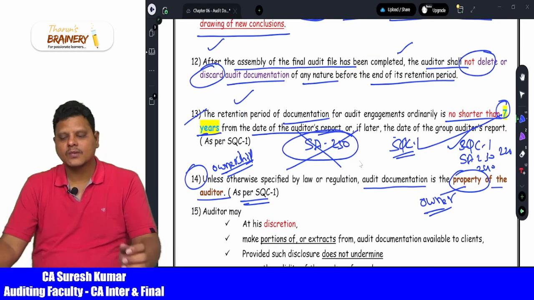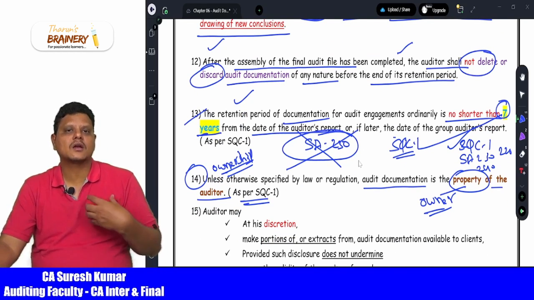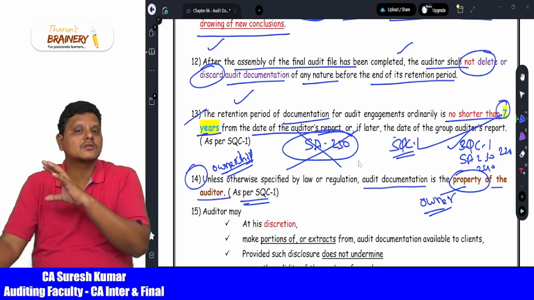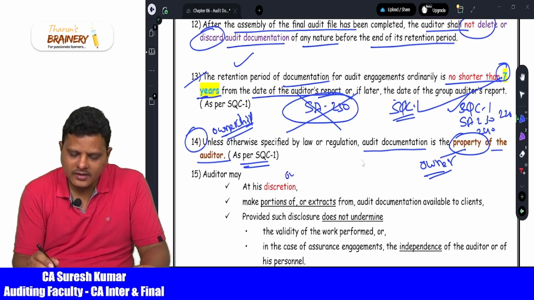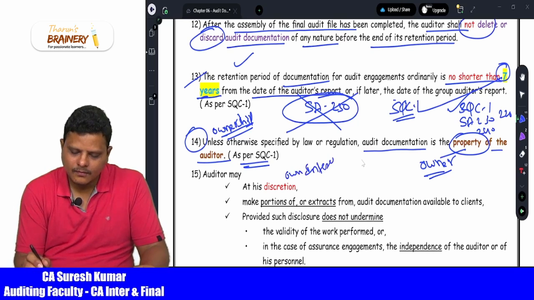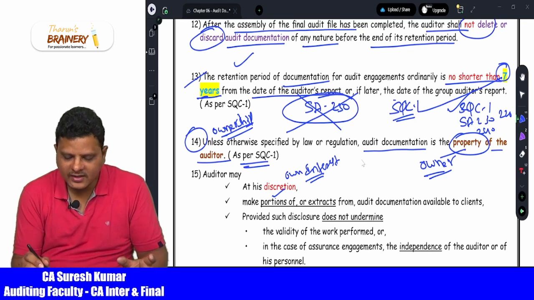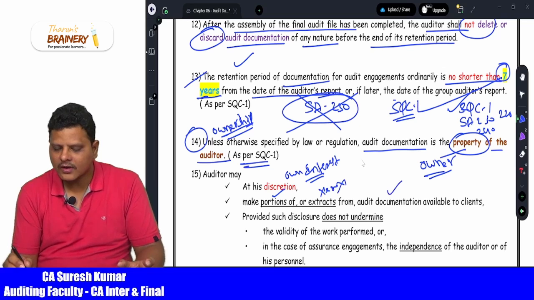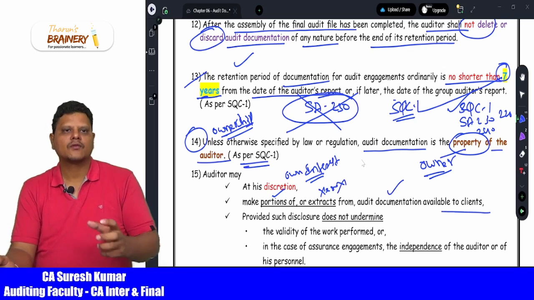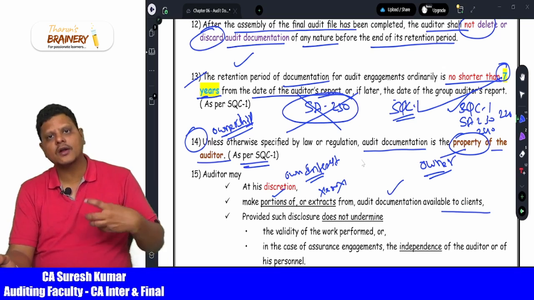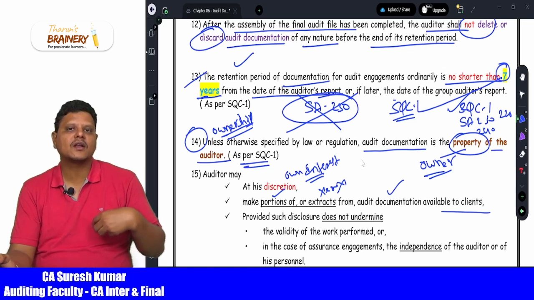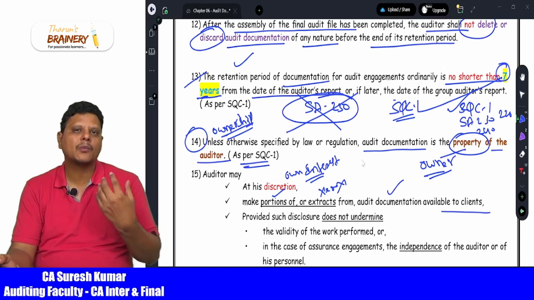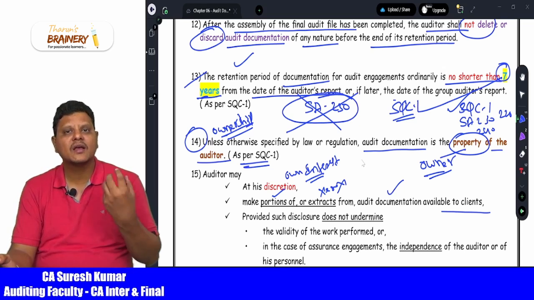Even though the auditor is the owner of this documentation, the auditor may, it is not mandatory, at his own interest, make a portion, that means part of, or an extract, that means a xerox, of the audit documentation available to the clients. If the auditor is willing to give it, he can give. If he is not willing, he may not give. It is the will and wish of the auditor whether he gives photocopies or part of the working papers, based on his interest.